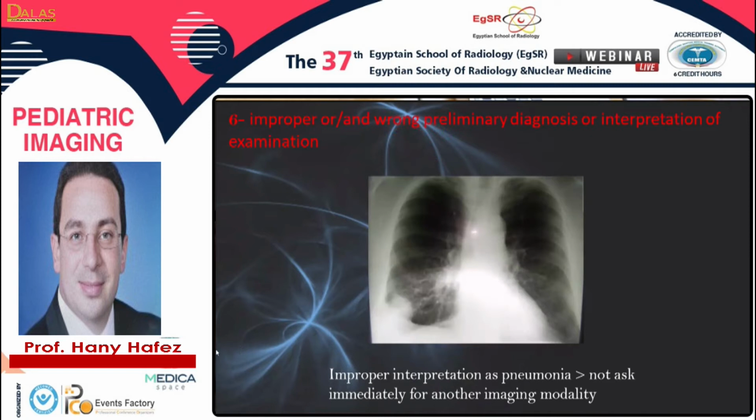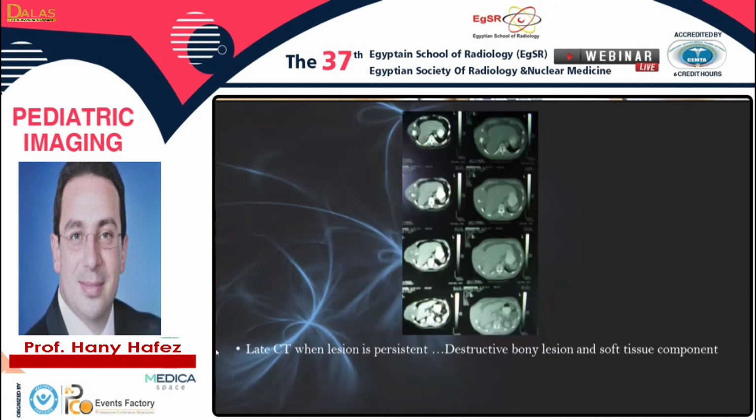Improper or wrong preliminary diagnosis: in this patient, there is a right lower zonal opacity. Physicians treated the patient as pneumonia, but after 3 months, CT scanning showed a tumor. So the primary diagnosis was wrong and CT scanning should have been done from the start.